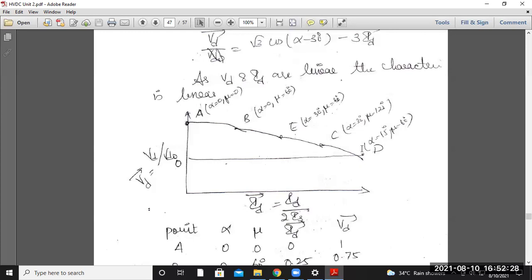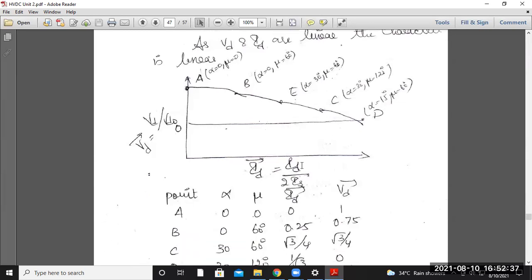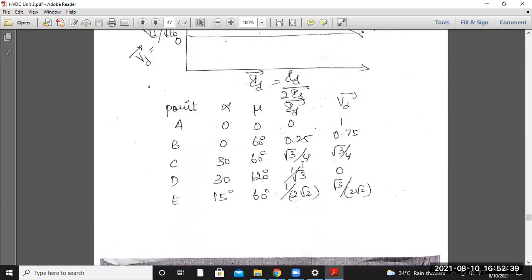So you can see the values of a, b, e, c, d, and the variation of alpha and mu is accordingly done in this graph. For the appropriate values of alpha and mu, at point a, when alpha equal to 0 and mu equal to 0, the id value is 0, but the value of the vd vector is 1.